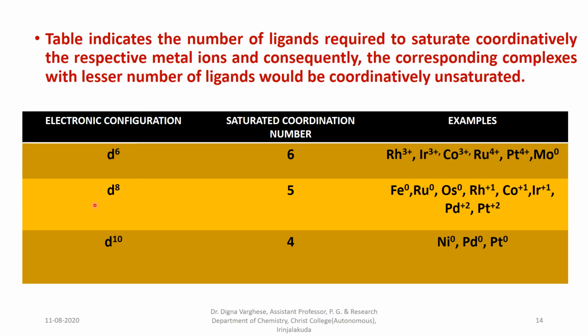For the d8 electronic configuration, the saturated coordination number is 5. If it is 4, it is coordinatively unsaturated. The metal ions shown here are examples of d8 electronic configuration. For the d10 configuration, the saturated coordination number is 4, and the metals are nickel 0, Pd 0, and platinum 0.